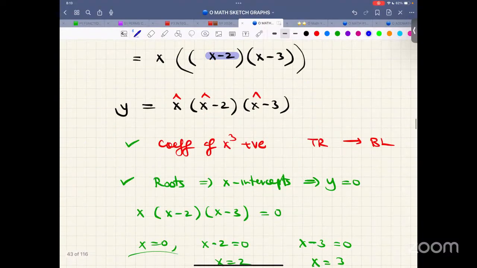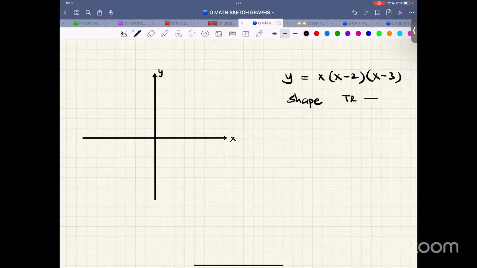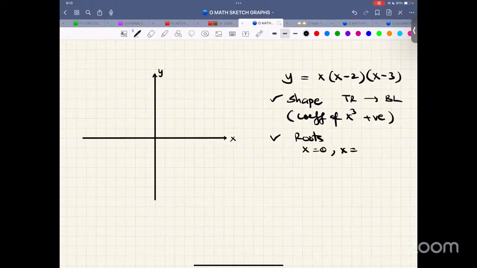Now, if I want to draw x minus 2, x minus 3, so this is y equals x(x minus 2)(x minus 3). The shape is top right till bottom left because the coefficient of x cubed is positive. And then the next thing, the roots, we already calculated. x is 0, x is 2, x is 3.